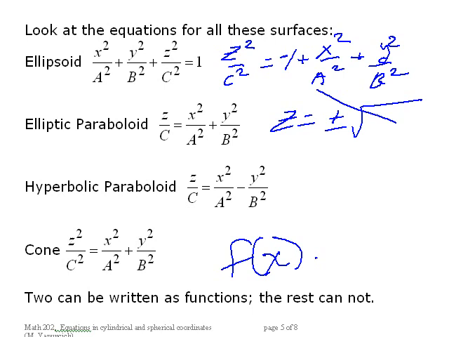In this case, that's not true, so this is not a function. Whereas in this case, it is true. For each value of x and y, I get only one z. Similarly, for each value of x and y, I get only one z. And that's why they can be written as functions, whereas the others cannot.